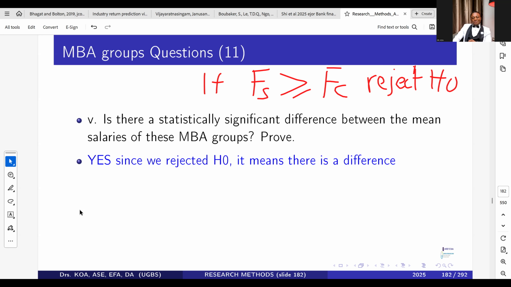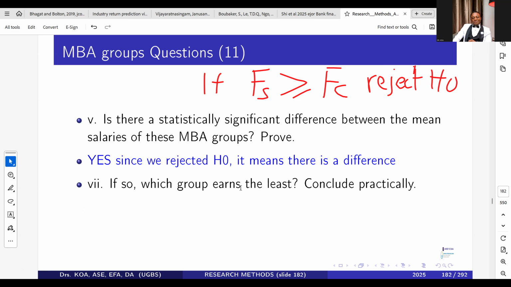There's a difference. So we can now address the question: which group is earning the least? Use the mean to answer the question. Who can tell me? Which group earns the least? Group 1, RMB. Exactly, they earn the least. And now you can say which group earns the least and which group earns the highest, because no matter how small it is, the statistics shows that there is a difference. Fantastic. We're done. Let's go to our R and our Excel.